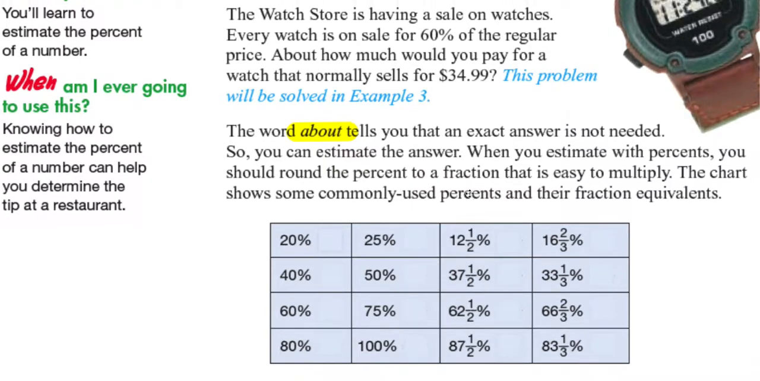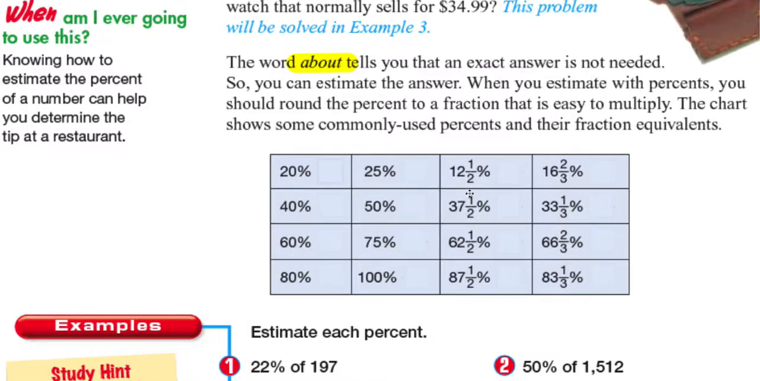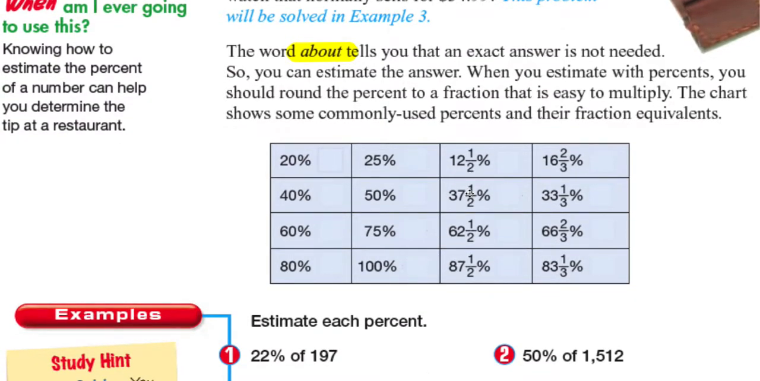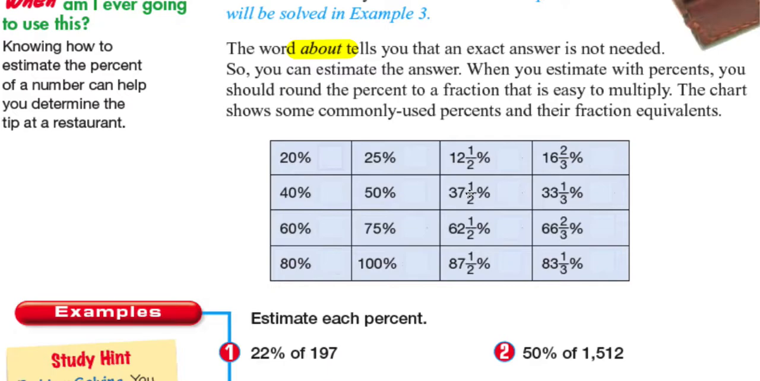When you estimate with percents, you should round the percent to a fraction that is easy to multiply. The chart shows some commonly used percents and their fraction equivalents. Mind you, you need to memorize this particular table, because this is how you can estimate in your head. For example, you need to memorize that 20% is equal to the fraction 1/5. 40% is 2/5. 60% is 3/5. 80% is 4/5.